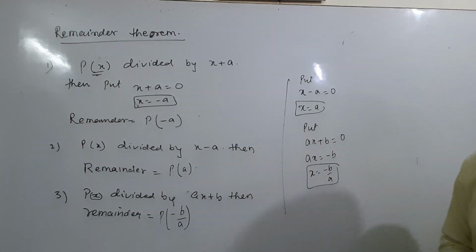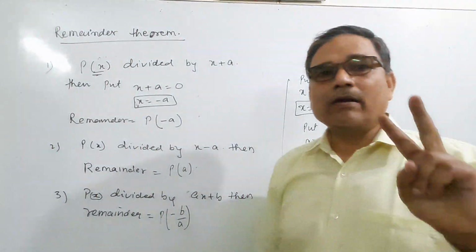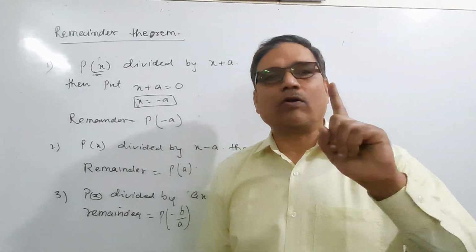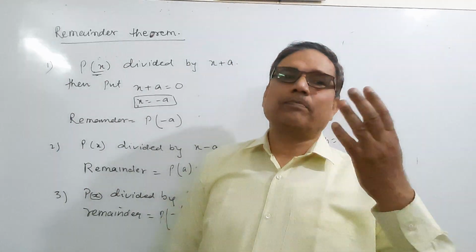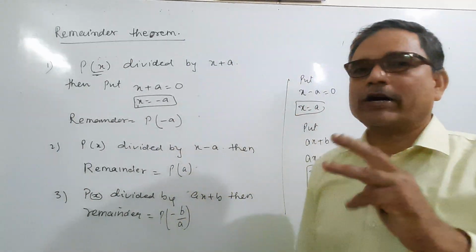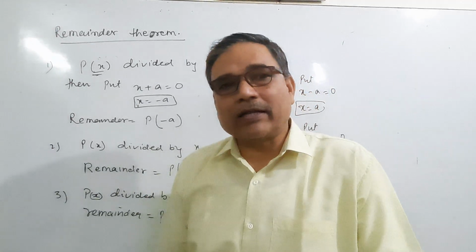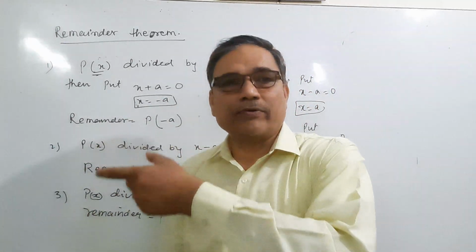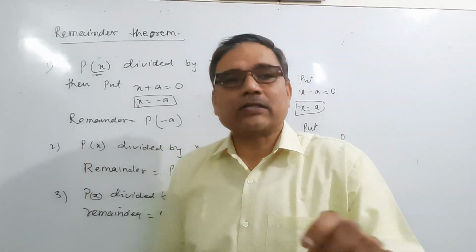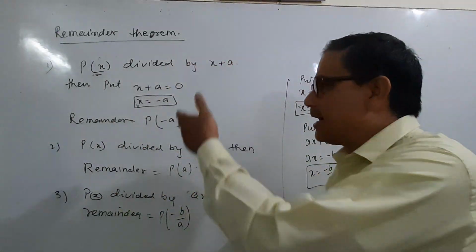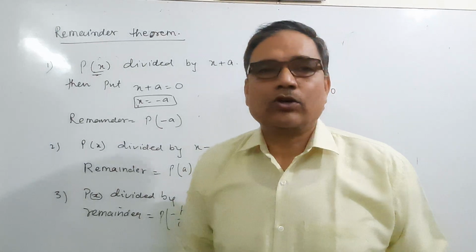It means we can determine the remainder in two ways: first by the long division method and second simply by the remainder theorem. You can do it by either. If the question asks to find the remainder by long division method, then you have to divide by long division method, or if the question asks to find the remainder, then you can directly solve by the remainder theorem.